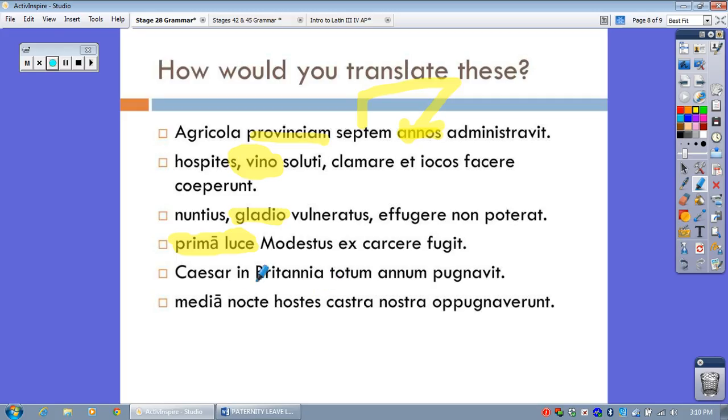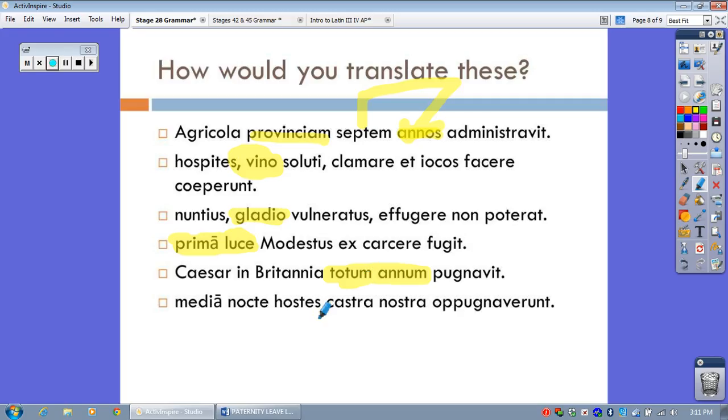What kind of ablative is that? It's an ablative of place where. He fought in Britain. Totum annum. Ooh. Accusative words here. And annum is year. And they're accusative, so that tells me it's going to be duration of time. That tells me how long an action occurred. So for, Caesar fought in Britain for the whole year.